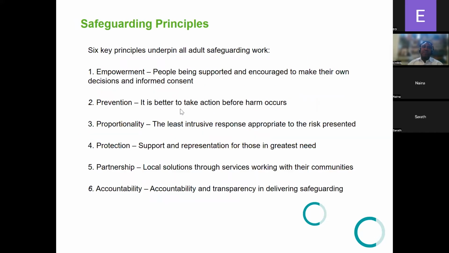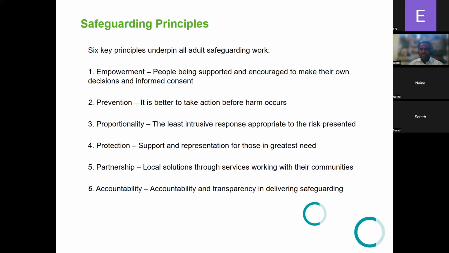Okay. Now, there are 6 key principles that underpin, or that are foundational to, safeguarding adults in the health and social care settings. The first one is called empowerment. The second one is called prevention. Third one is proportionality. Fourth one is protection. Fifth one is partnership. And the last one is accountability. Let's look at these principles, starting with empowerment. Sarah, do you want to take us through empowerment?